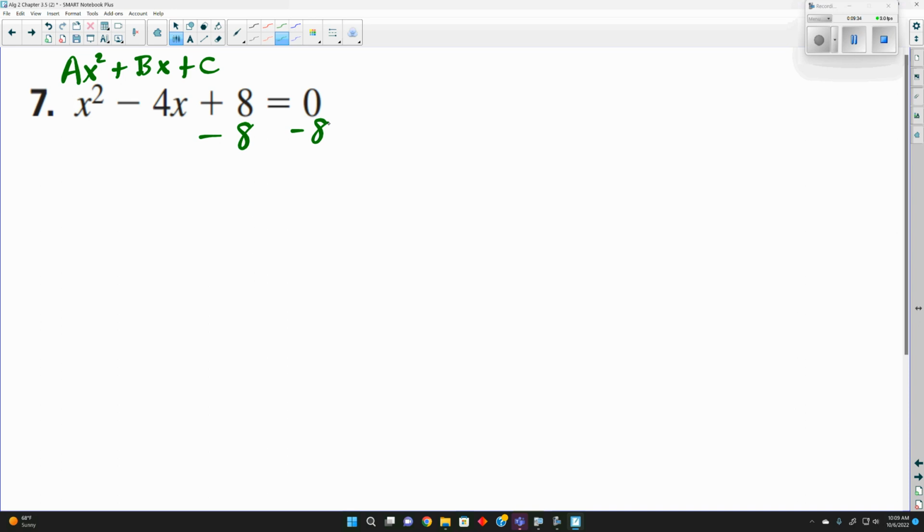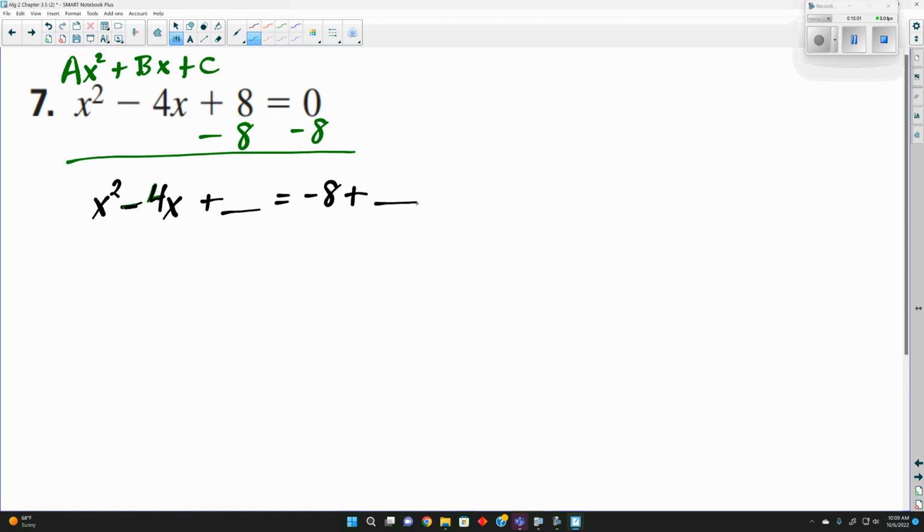So what that'll leave us with is x squared minus 4x. Now it does say leave 2 spaces, so plus blank is equal to negative 8 plus blank. Because what we're going to do is find the value of c and plug it back in.